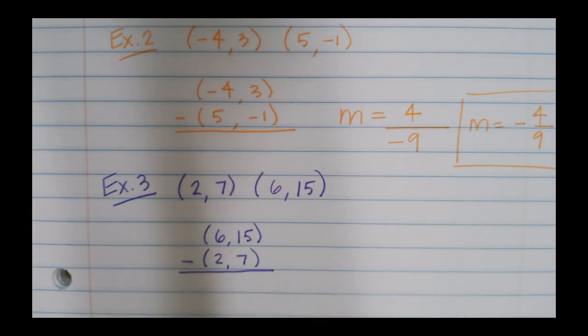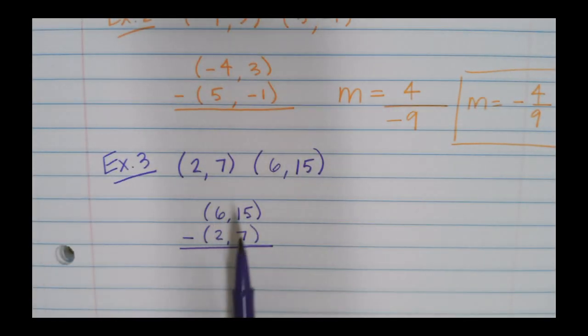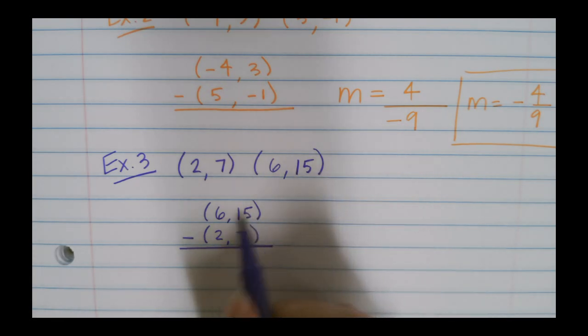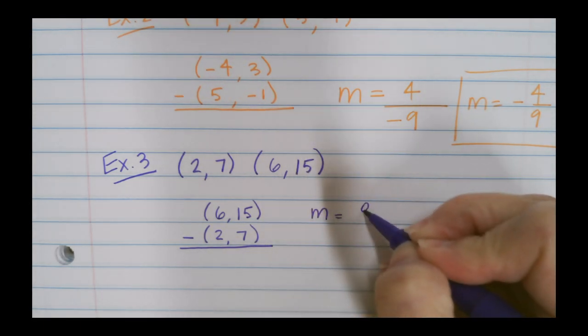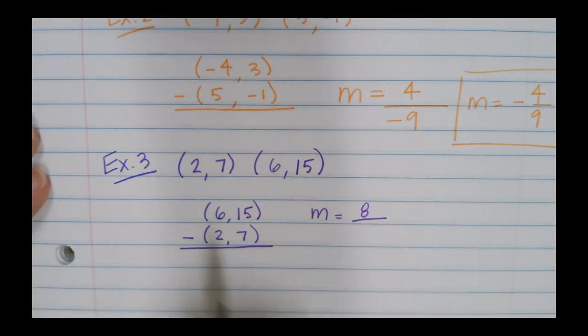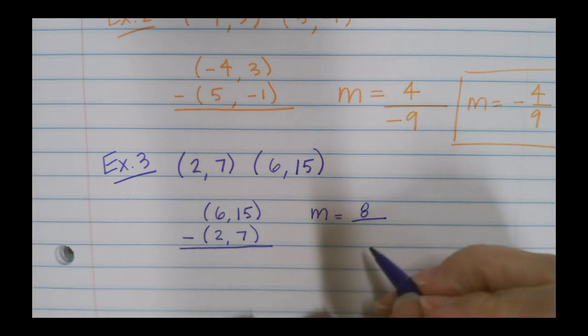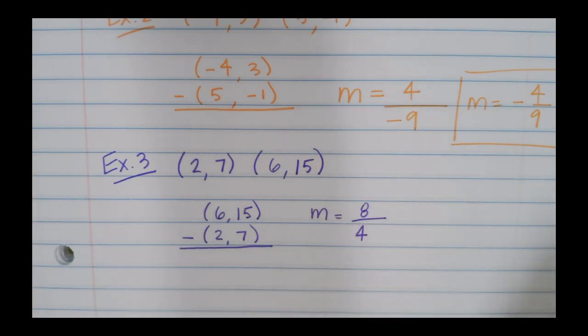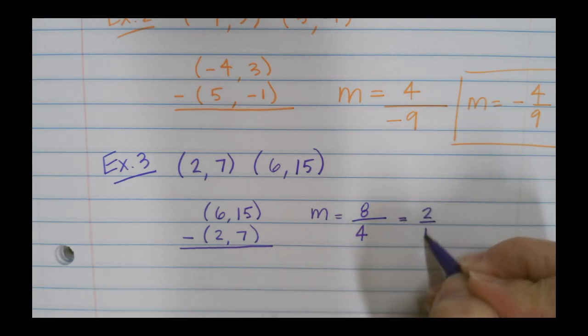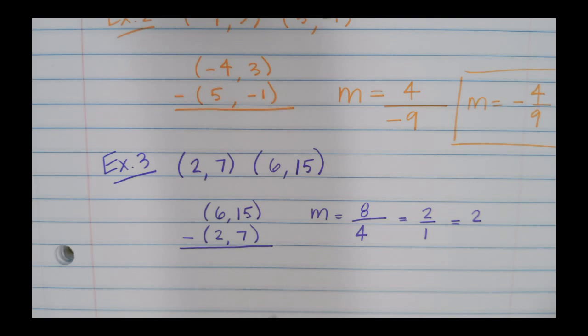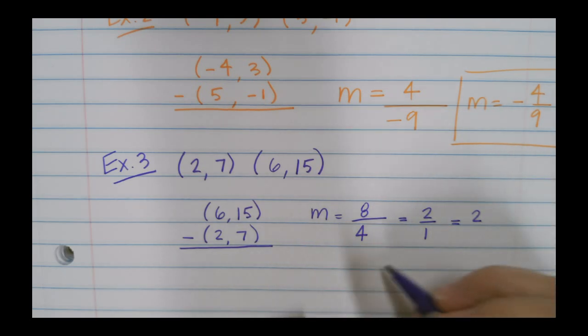All right, so again, when we subtract, we always start here, which is a good way to remember that the y's go on top. So if we do 15 minus 7, that would be 8. 6 minus 2 would be 4, but we can simplify that. That would simplify to be 2 over 1, which is just 2. So for this answer, the slope is 2.